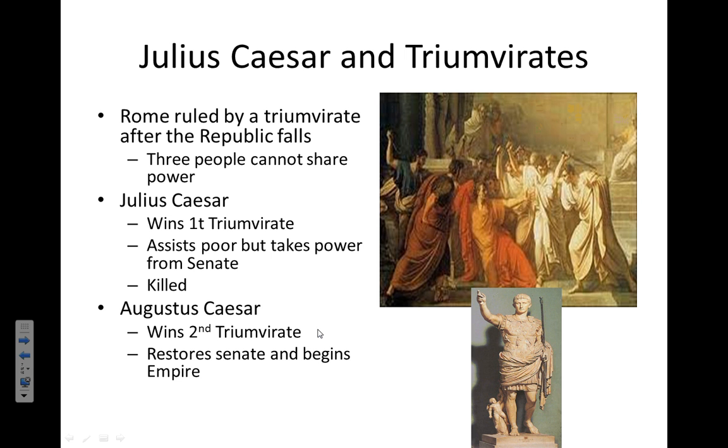Then, after his death, a second triumvirate comes to power. Augustus Caesar is Julius Caesar's grandnephew and adoptive son. He wins power in the second triumvirate, and then he restores the Senate and begins a Roman Empire. He becomes the first Roman emperor.